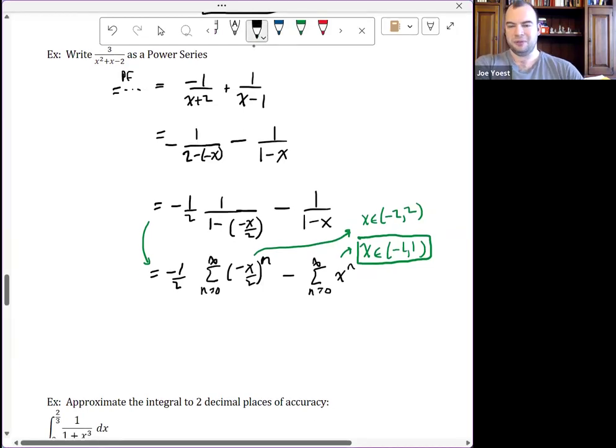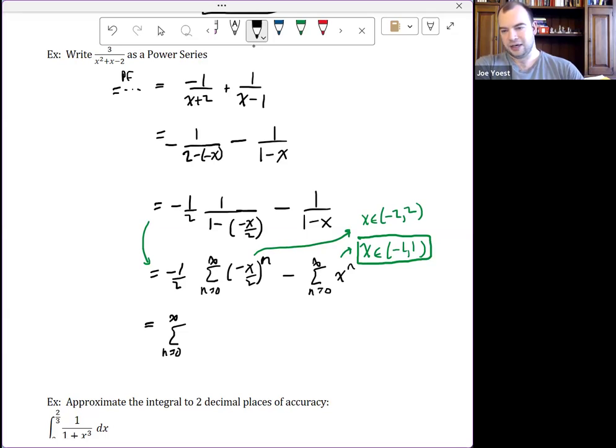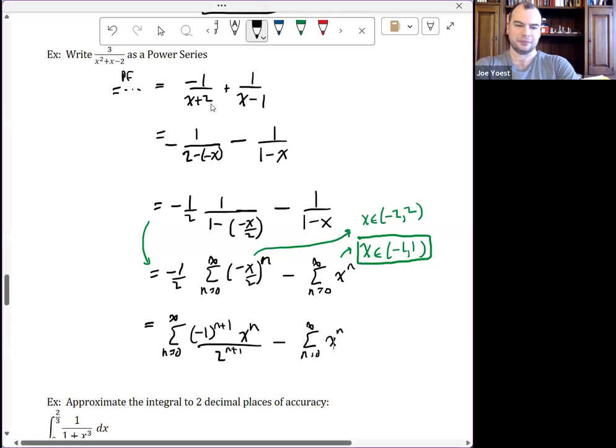And now if we want to, we can maybe make this look a little bit nicer. So this can be what? Sum n equals 0 to infinity of, what would this be? Negative 1 to the n plus 1, x to the n over 2 to the n plus 1, minus sum n equals 0 to infinity, x to the n.